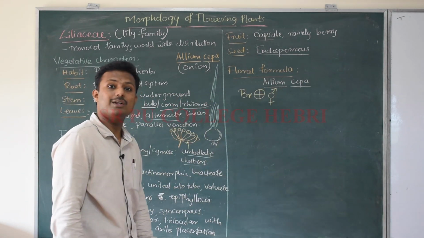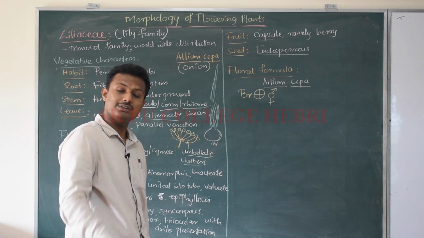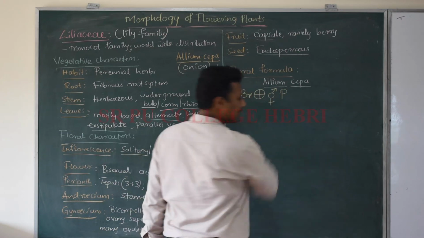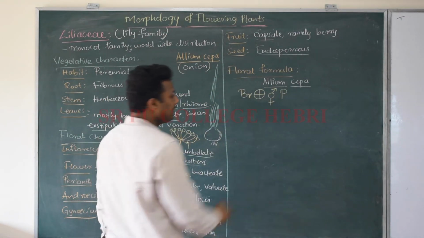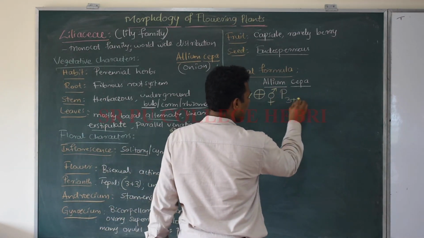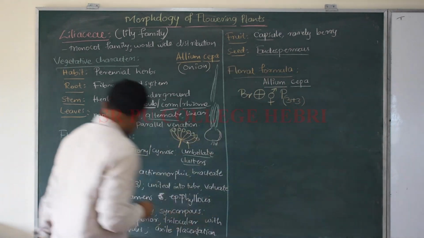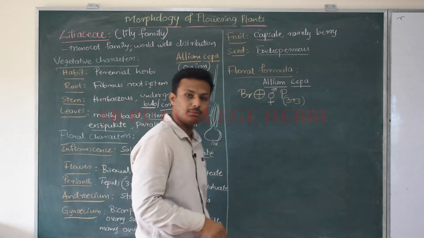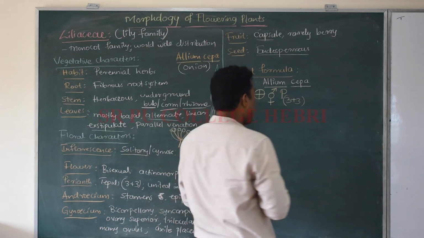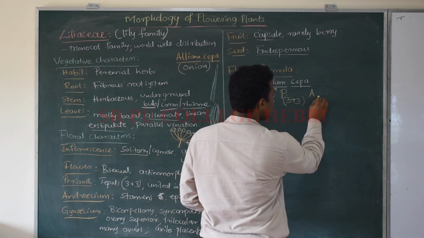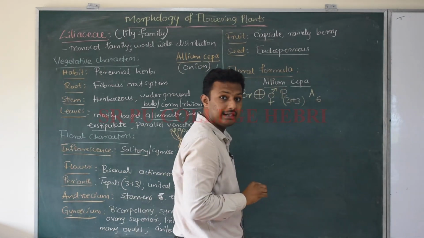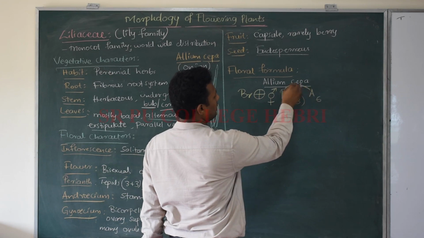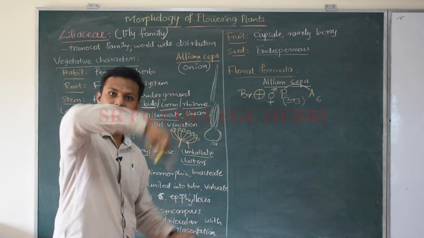Then calyx and corolla should come next, but both calyx and corolla are fused to form what? Perianth. How many tepals are there? 3 plus 3 and fused. Do you see this? Tepals united, right? That is why I have put it into bracket. The next one, Androecium. How many are there? 6. And it is Epiphyllous condition. That is, it is attached to the tepals. That is why that arc.